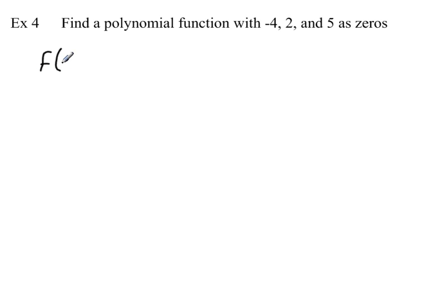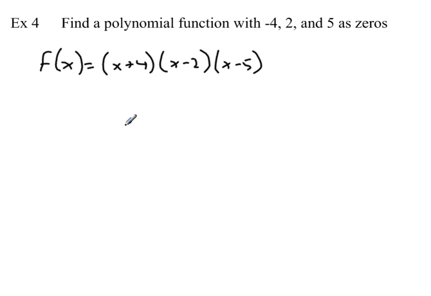We can say f of x equals. And let's write these as factors. So it's going to be x plus 4 times x minus 2 times x minus 5. And remember, if negative 4 is a 0, that means we can plug it in to make this function equal 0. So that's why x plus 4 was a factor.